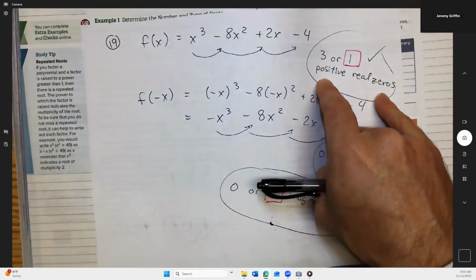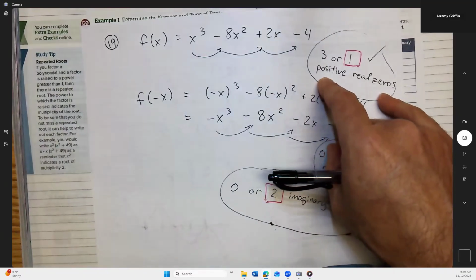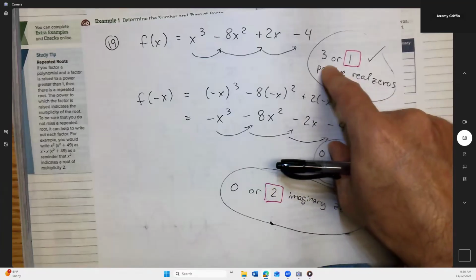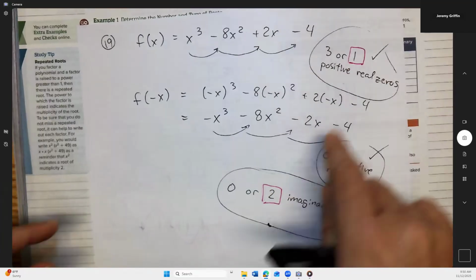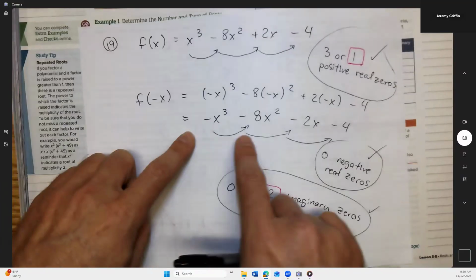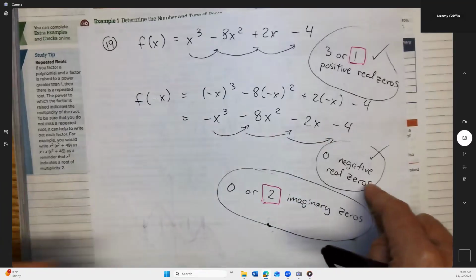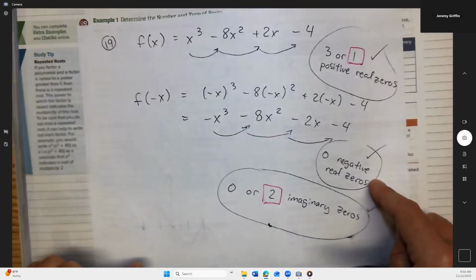So you could have up to 3 positive real zeros, right? Or you might have fewer, but then you count down 2 at a time. So if you don't have 3, then there would be 1. Okay? And then if you plug in negative x, you say, well, what's f of negative x, which I did here, and then I cleaned it up. We got negative, negative, negative, negative. All right, so all the signs are negative, which means there's no negative real zeros.